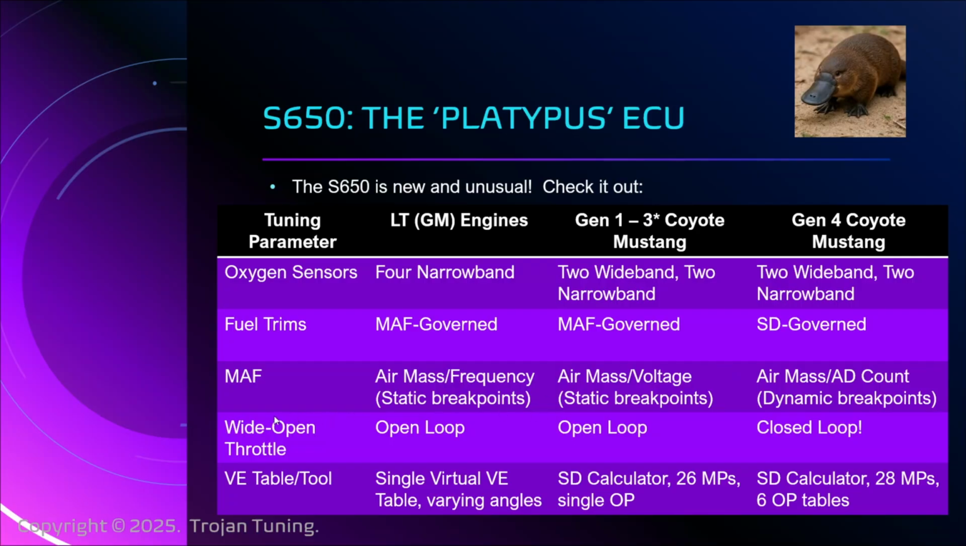Other fun, interesting changes. Wide open throttle as a condition for tuning in an LT engine will tend to be open loop. The computer can't keep up. We have an external wideband sensor, and we're accounting for it in our calculations, but we know we're managing WOT in an open loop state. Gen 1 through 3, same idea, open loop, right? And then the Gen 4 Coyote, though, platypus. I run WOT at closed loop.